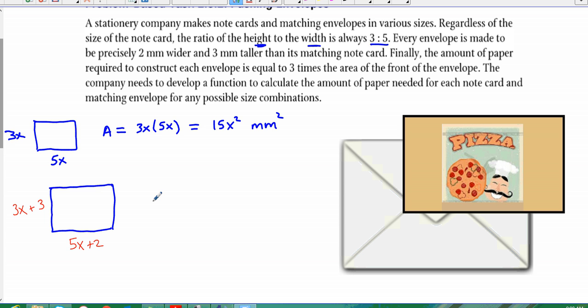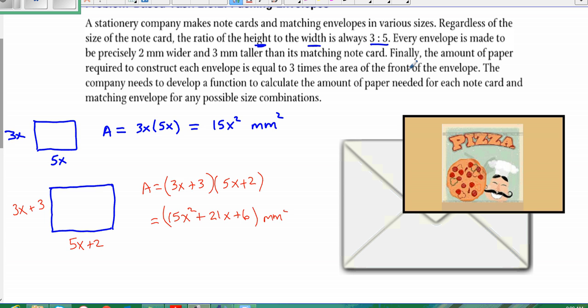So if we find the area now of this, we see that the area is equal to 3x plus 3, that's our length, times our width, or you can switch them around. Multiply that through. I'm going to skip a step here, assuming that you guys can multiply because we've been practicing that. You end up with 15x squared plus 21x plus 6 for the expression, and this is all in millimeters squared.